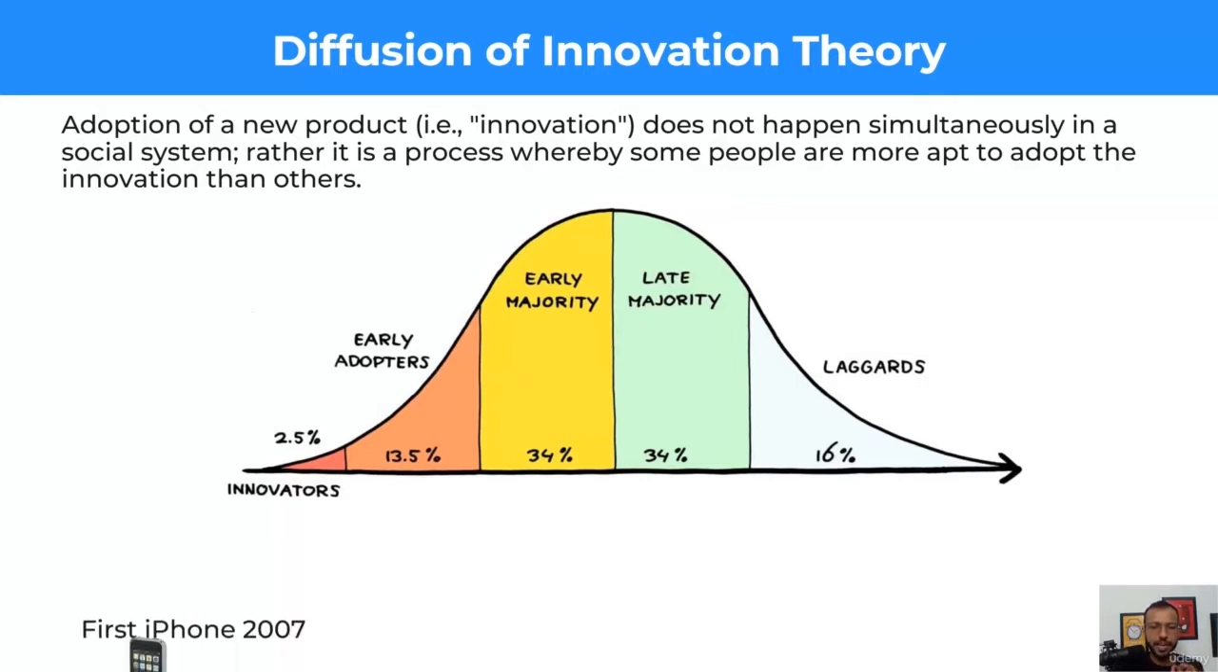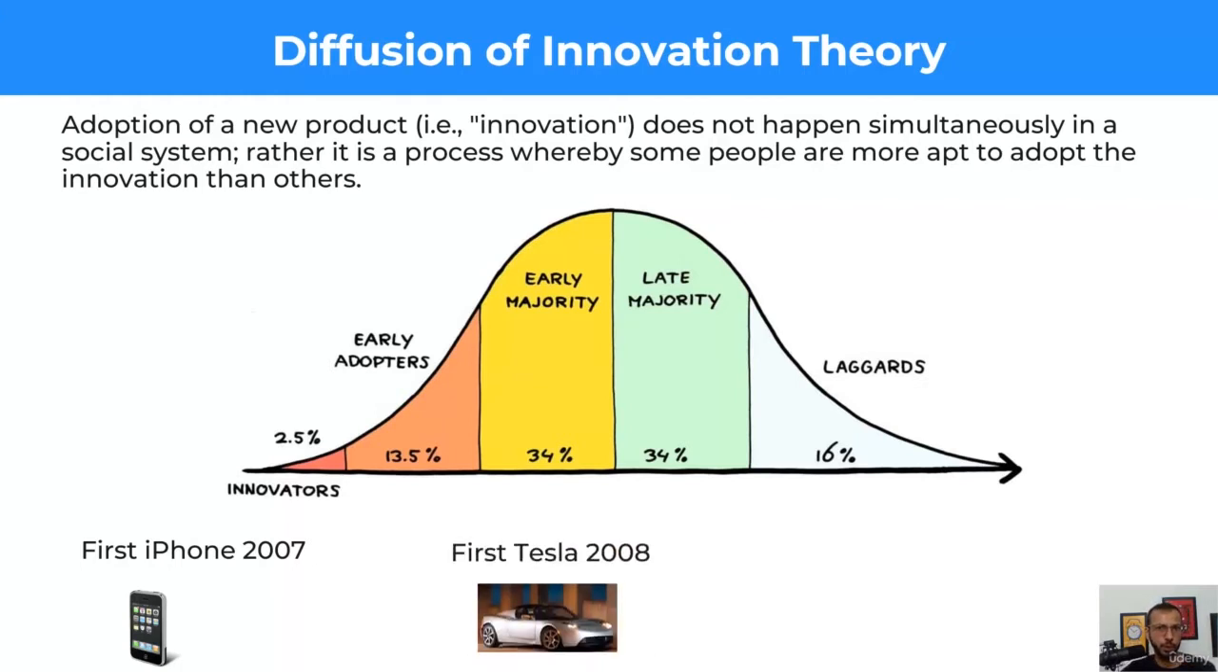So let's say when the first iPhone came into the market in 2007, only 2.5% of people in the US purchased the device. Now these were early innovators, ready to take some risk with the new technology. They will always be ready to take some risk and start using the new product. Same goes with the first Tesla, which was launched in 2008. All other people were using maybe Ford or Hyundai or Toyota, but some people were ready to take Tesla and they started purchasing Tesla even in 2008.